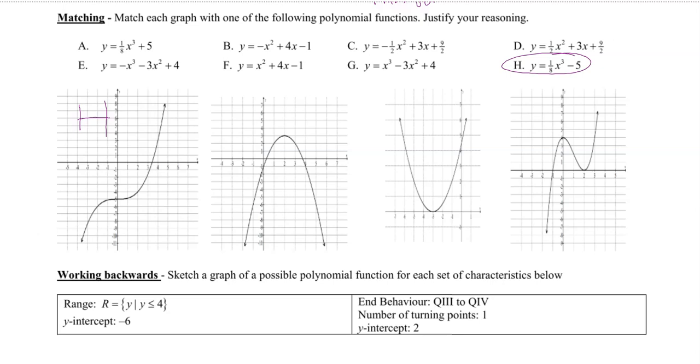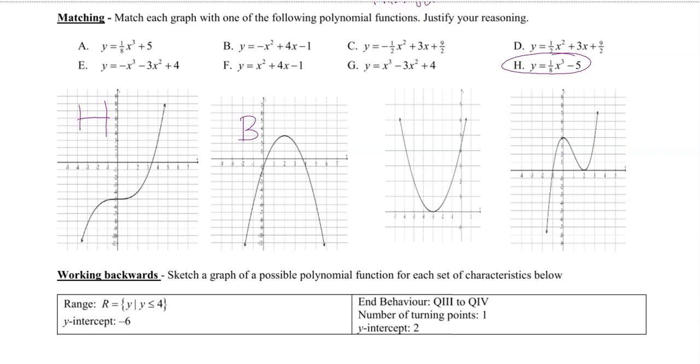Okay, what's the next one? Quadratic, positive or negative leading coefficient. Okay, negative leading coefficient. So that's out. So it's either B or C. Which one is it? B. What tells you? Yeah, the y-intercept, negative 1.